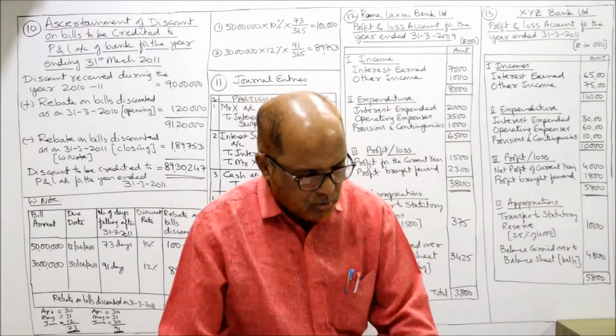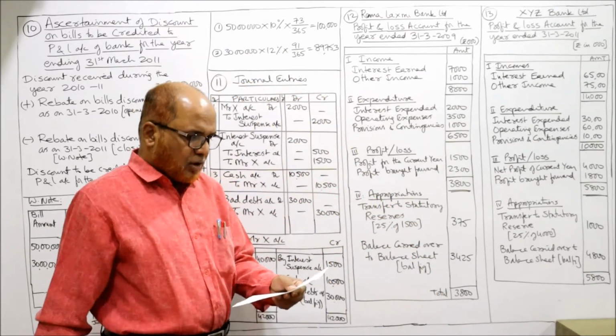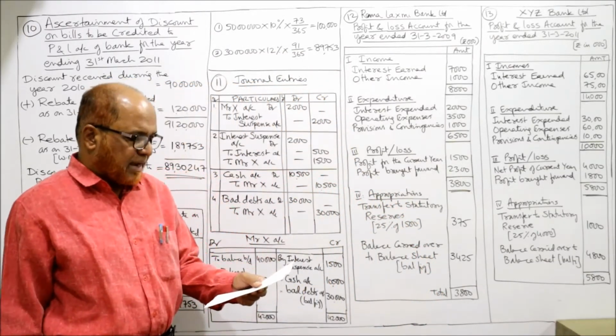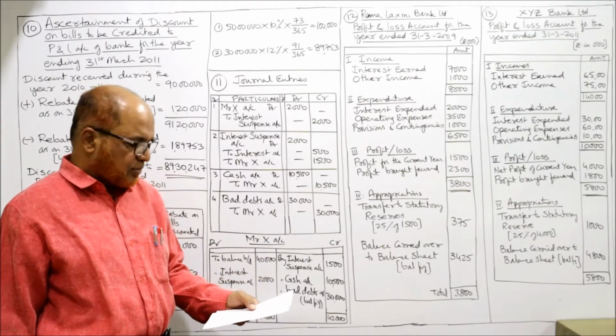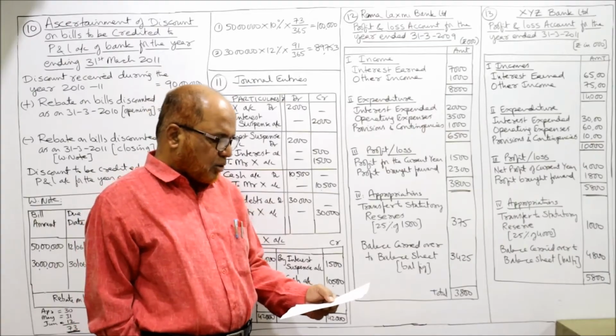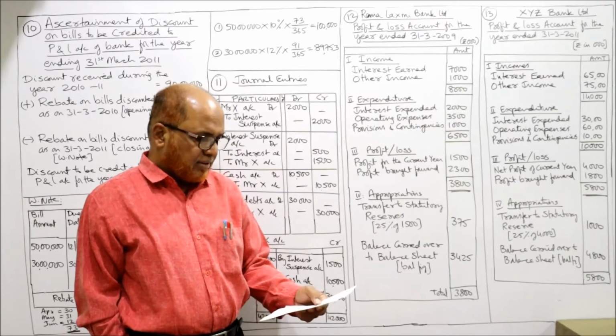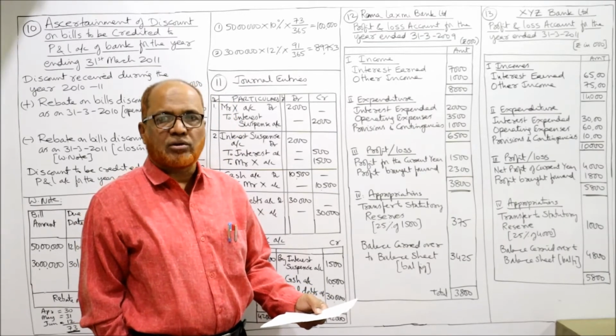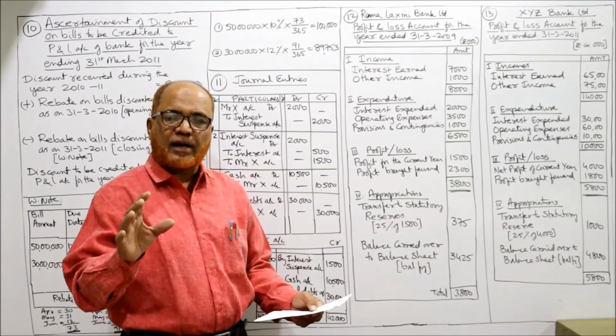Now see the problem number 12. On the basis of the following particulars of Rama Lakshmi Bank Limited for the year ending 31st March 2009, find out the balance of profit carried over to balance sheet. So we are given the data of profit and loss account. Profit and loss account का पूरा data दे दिया.